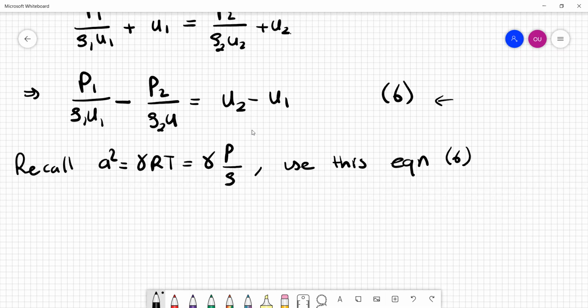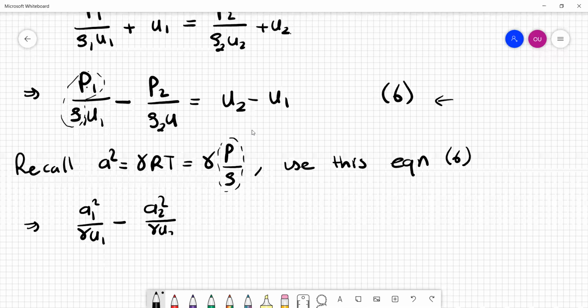So this looks like now, I have P over rho here, as you can see, right? This is P over rho, and I do have P over rho here in the a square. So this is basically a square over gamma. So this becomes A1 square over gamma U1 minus A2 square over gamma U2 equal to U2 minus U1, equation 7, I called it.